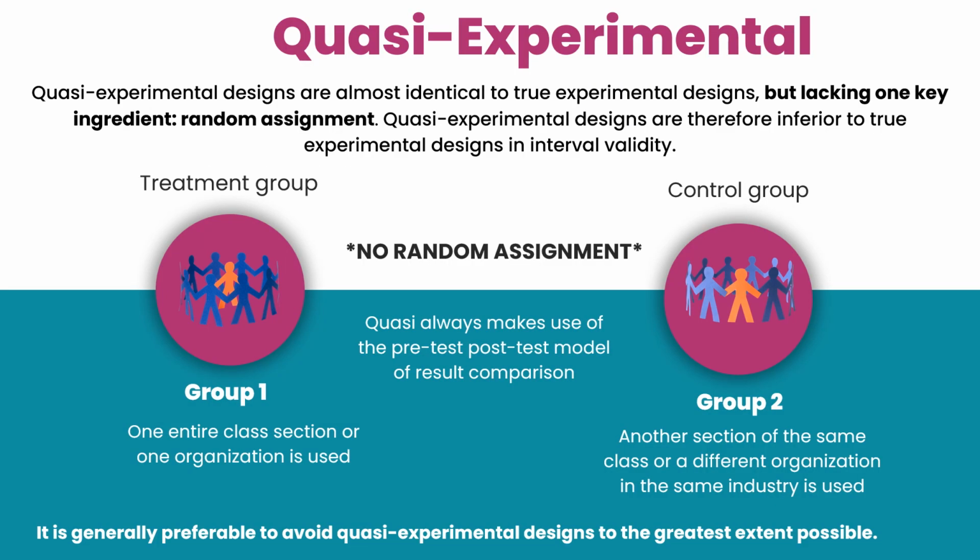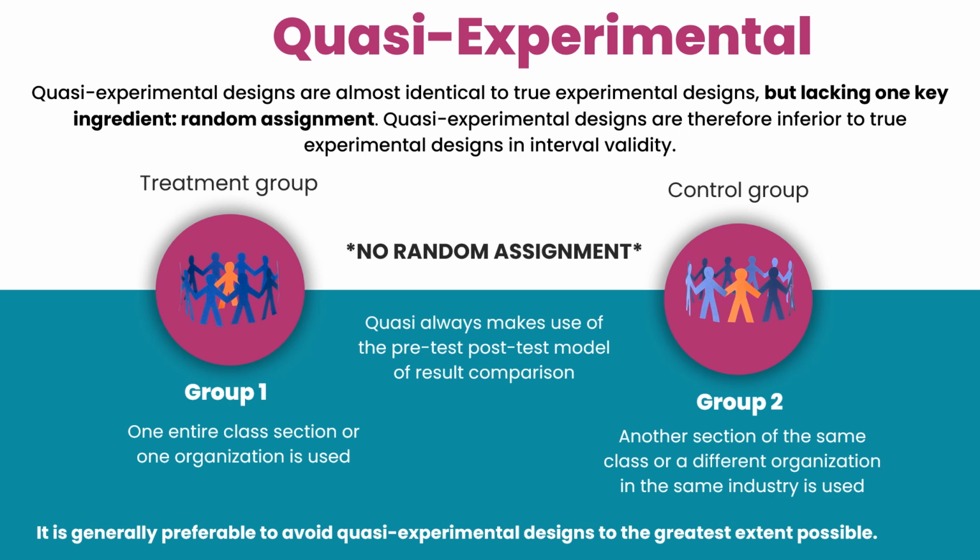Now into the quasi-experimental. Quasi-experimental designs are almost identical to true experimental designs, but they're lacking one key ingredient, which is what I said, the random assignment. Quasi-experimental designs are therefore inferior to true experimental designs in internal validity. So you have a treatment group and you have a control group, just like in the true experimental, but there's no random assignment.